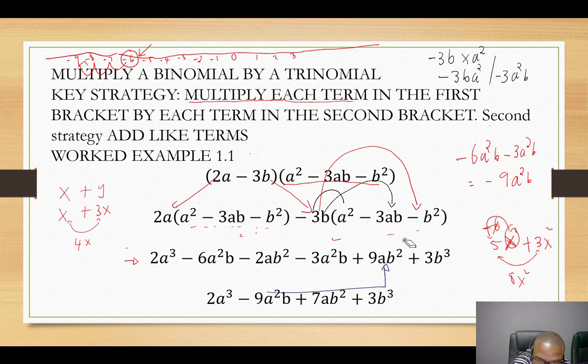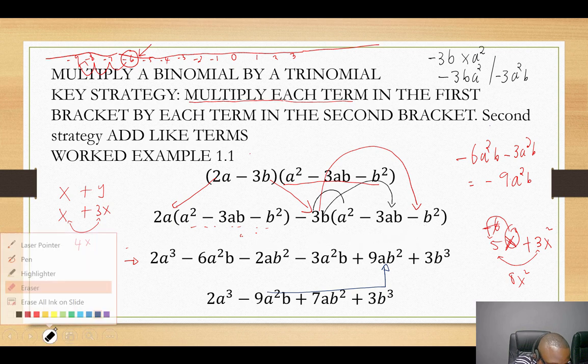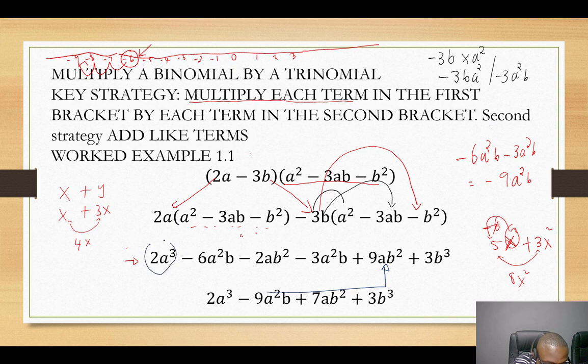Okay, so I started with this guy, 2a cube, and I said 2a cube does not have a like term, so it will just be 2a cube. Then I went to minus 6a squared b, and I said it's the like term of minus 3a squared b. So minus 6 minus 3 is minus 9. It's actually minus 9a squared b. So these two guys, they give you this one here.